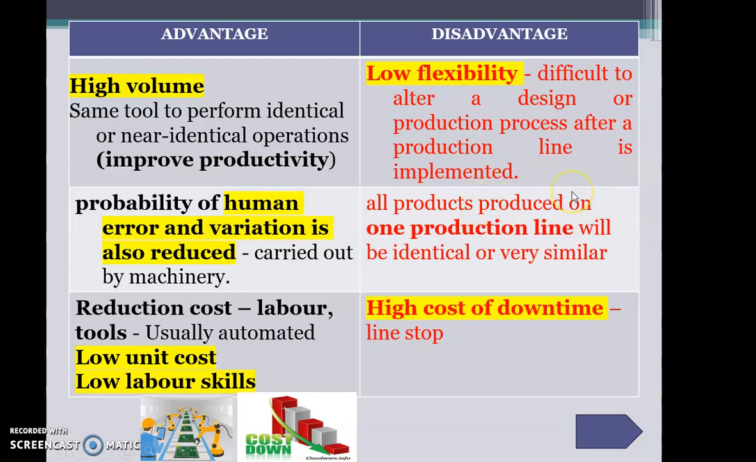And all products produced on one production line are very identical and similar. Okay, and then high cost of downtime. It means that when one of the machines breaks down, the whole line is going to be stopped. So it's going to cost high because they have to make sure the breakdown can be solved very fast so that they can continue making the product.